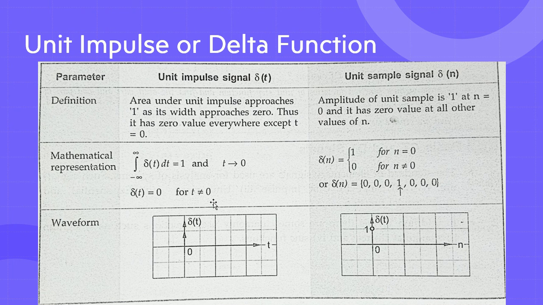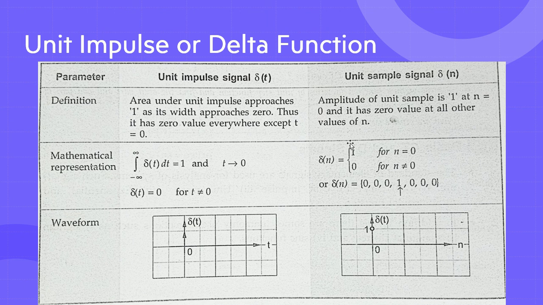They both are different. What is the difference, you may ask? See what it is saying: the area under the unit impulse is approaching 1. The area here is approaching 1, and what is happening with δ[n]? With δ[n], the amplitude is 1. At δ[n] we have amplitude 1.